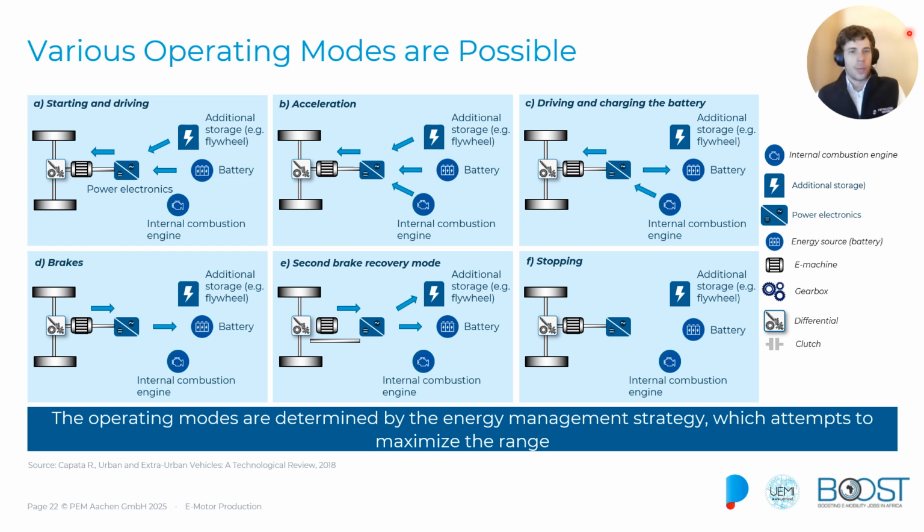If we then combine this with an internal combustion engine to a hybrid, various operating modes are possible. It is important that we always use the e-motor to drive the wheels. So let's start on the left side, starting and driving. We see that energy or current out of the battery or an additional storage supplies the electric motor, which creates torque to drive the wheels.